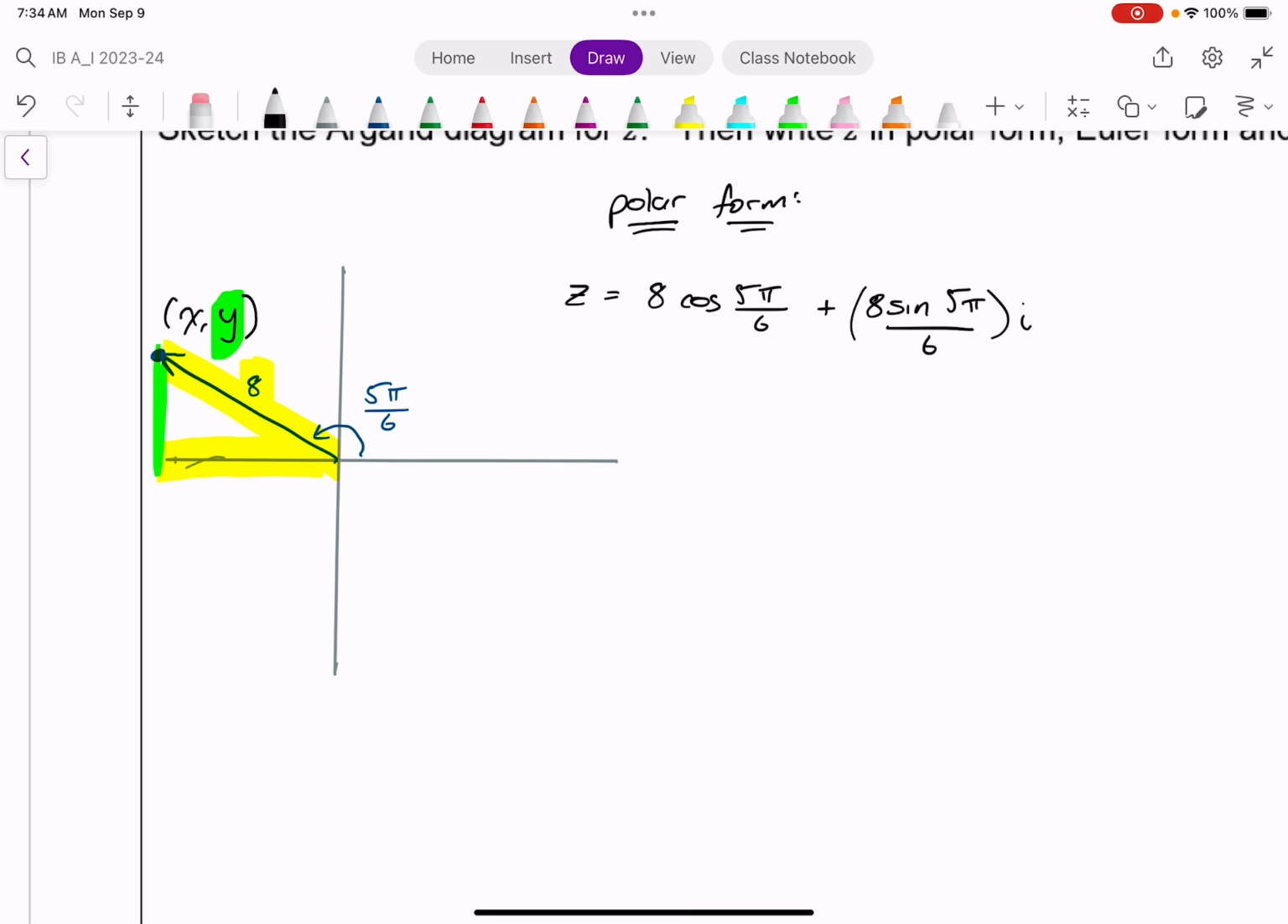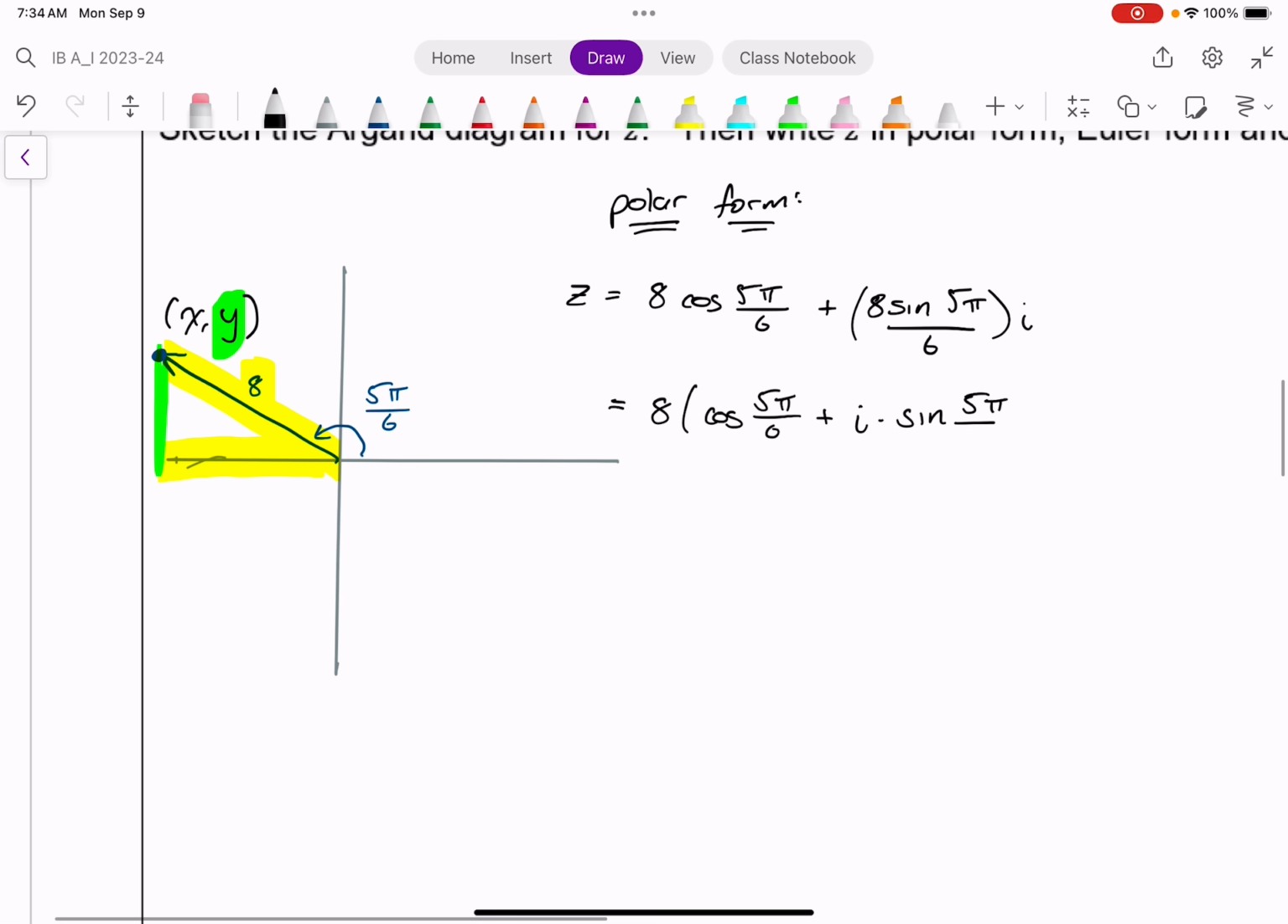A little more conventional, I should say, is if we take out the factor of 8 there, we have 8 times the cosine of 5 pi over 6 plus i times the sine of 5 pi over 6. Same thing though, just the 8 factored out. A little more conventional right here. That's when we write something in polar form, we always end up with the cosine of some angle plus i times the sine of that same angle. And so a more abbreviated way of writing this is just to focus on the CIS, cosine, imaginary unit sine. And so I can also write it like this, 8 CIS 5 pi over 6.